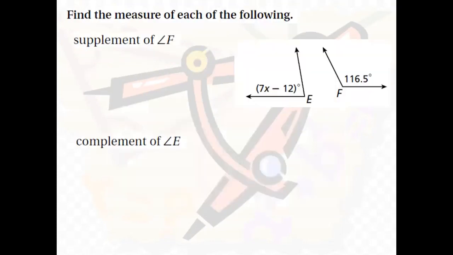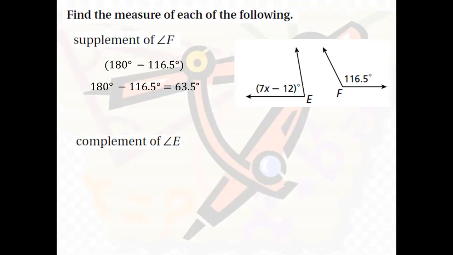Let's look at an example. Find the measure of each of the following. You have to find the supplement of angle F. Now supplement, how much do supplementary angles add up to? They add up to 180. So look at angle F. They have given you part of the angle, which is 116.5. So how do you find the remaining part of the angle? Simple, you subtract 116.5 from 180. If you subtract 116.5 from 180, you will get 63.5. So the supplement of angle F is going to be 63.5.